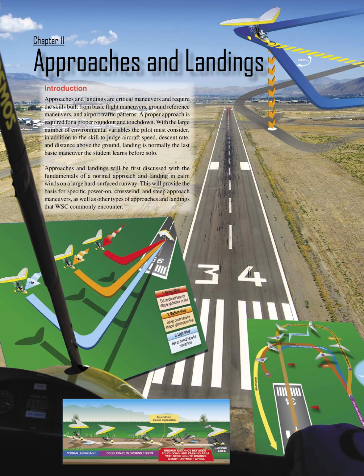Introduction. Approaches and landings are critical maneuvers and require the skills built from basic flight maneuvers, ground reference maneuvers, and airport traffic patterns. A proper approach is required for a proper roundout and touchdown. With a large number of environmental variables the pilot must consider, in addition to the skill to judge aircraft speed, descent rate, and distance above the ground, landing is normally the last basic maneuver the student learns before solo.